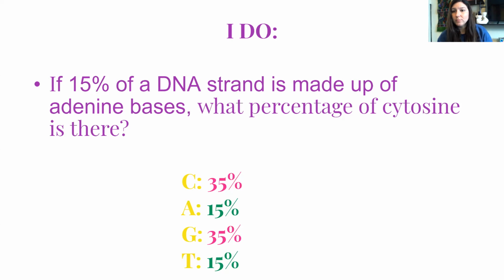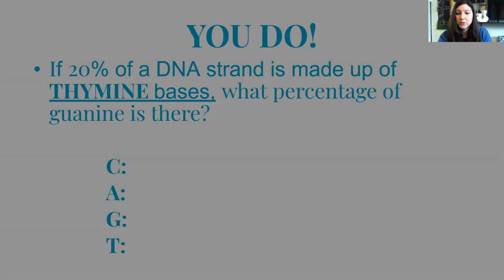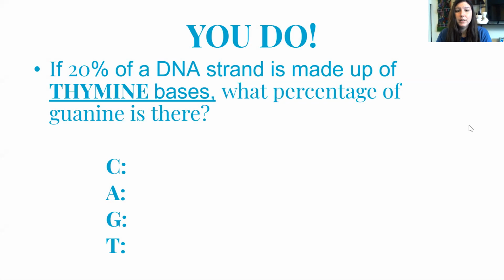Think about it as a whole. 100% whole, take away what you know, adenine and thymine, divide whatever you have left by 2. It's always going to be the same. And so now you are going to try it with this question. Write it in your notebook. If 20% of a DNA strand is made up of thymine, what percent is guanine? And then if you know what guanine is, what is adenine and cytosine? Again, write this in your notebook, pause me.